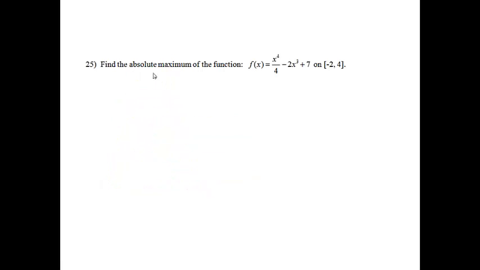Okay, 25, find the absolute maximum of this function on the interval negative 2 to 4. The absolute maximum is going to be the biggest y value that I will get on this interval. So if I want to find a maximum, I first of all take the derivative. When I take the derivative, I'm going to get x cubed minus 6x squared, and that is it.